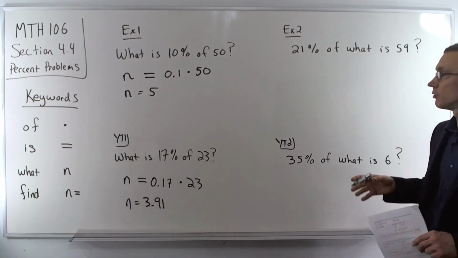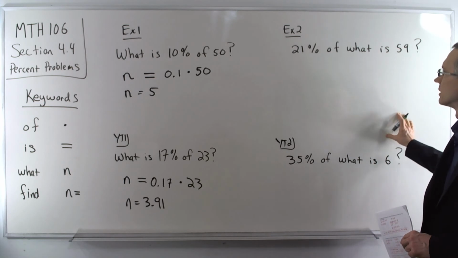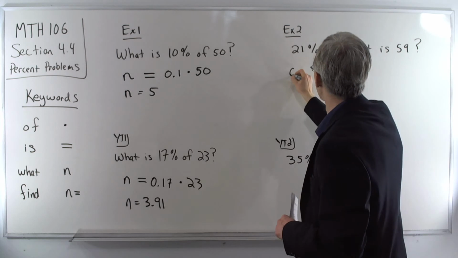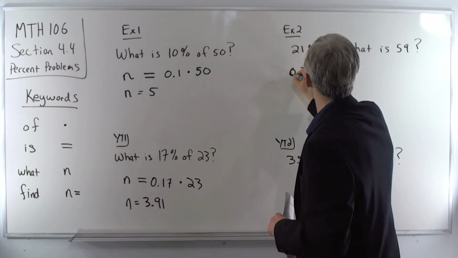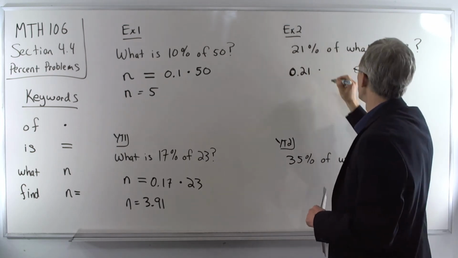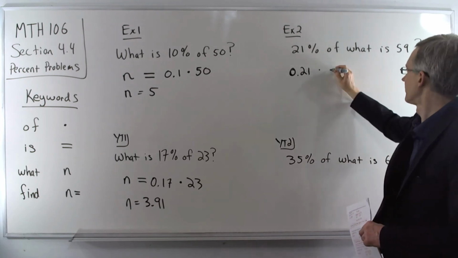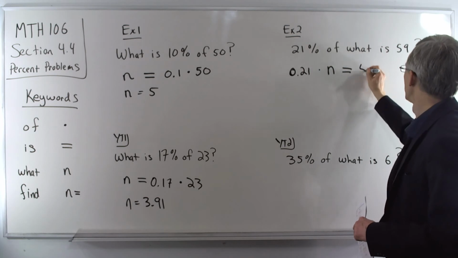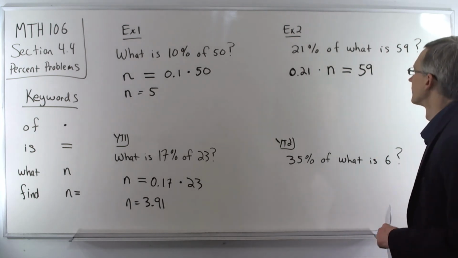In example 2, we have a little different configuration here. We'll start with a percent, 21%. 2 to the left gives us 0.21. Of is multiplication. What is the variable? Is the equal sign, and 59 comes straight down.